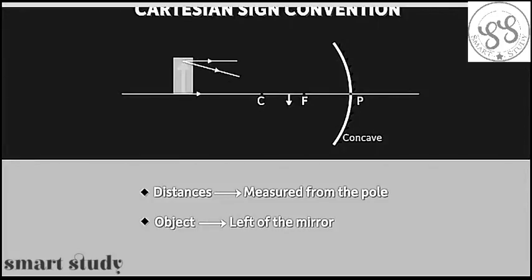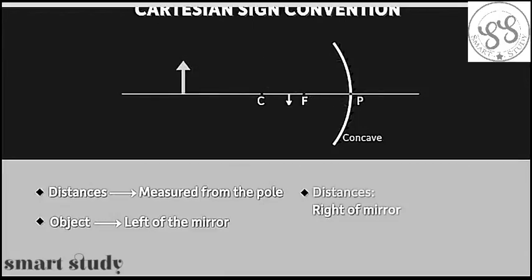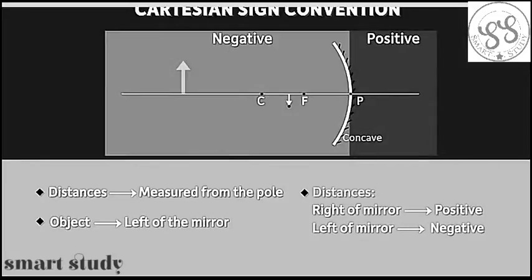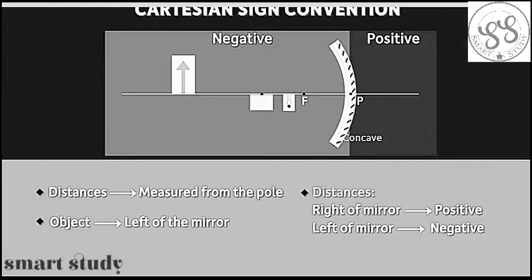The rays of light emerging from the object should always travel from left to right. The third rule is that all the distances measured to the right of the mirror are taken to be positive, and the distances measured to the left of the mirror are taken as negative. For instance, we know that when the object is behind the center of curvature of a concave mirror, then the image is also formed on the same side. Both the object and the image are on the left of the mirror. Hence, both their distances from the pole are taken as negative.